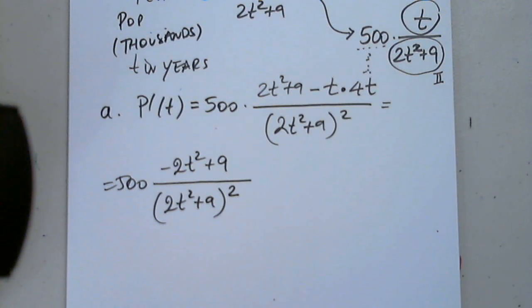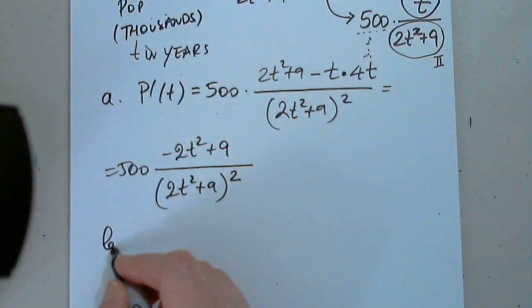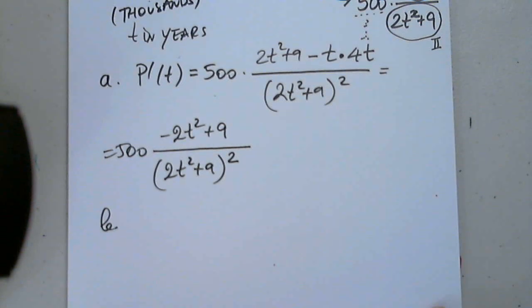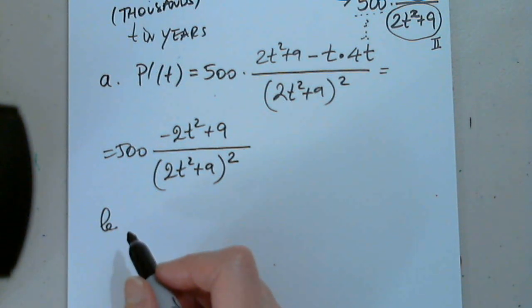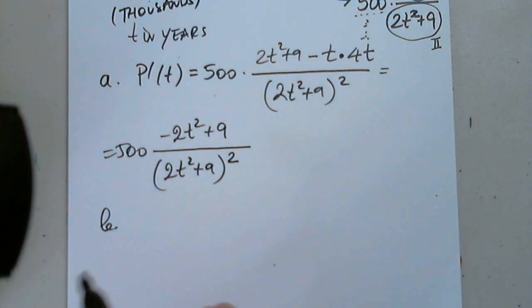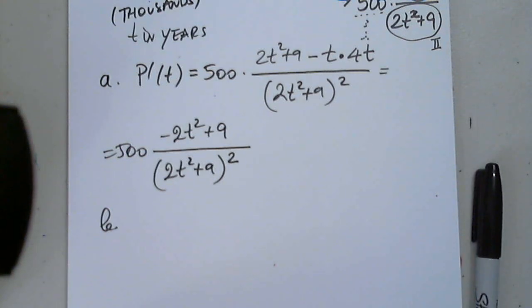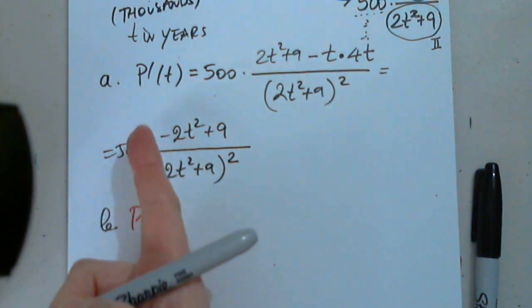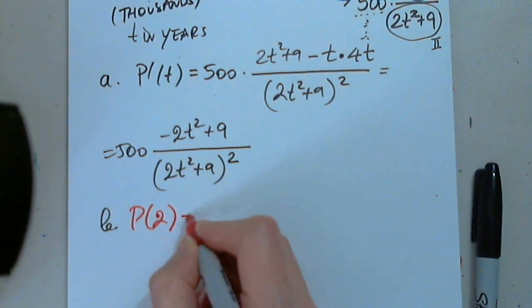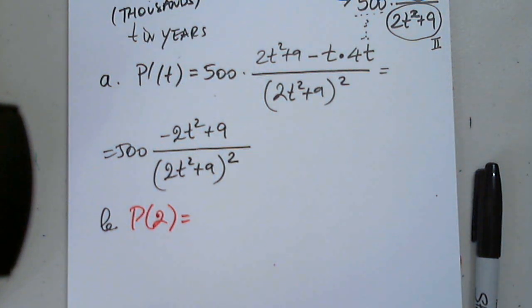Part B. Find the population after 2 years. What am I asked to do now? Population after 2 years. It's okay if you're wrong. How do I determine the population after 2 years? What do I need to do? Do you plug in 2 for t? Very good. In the population, not in the derivative. Right. Correct. Perfect. We'll determine that in a minute with the calculator.